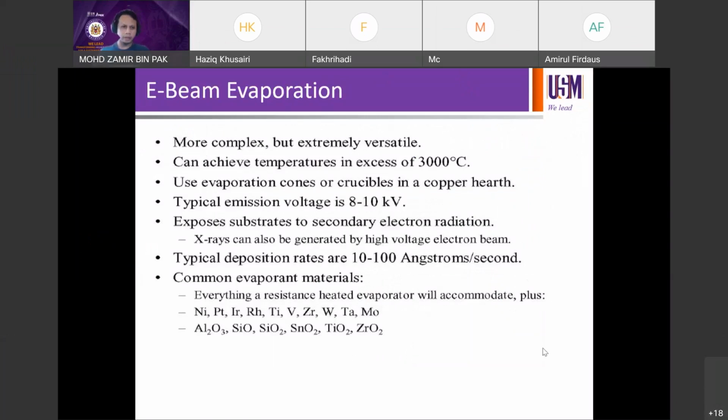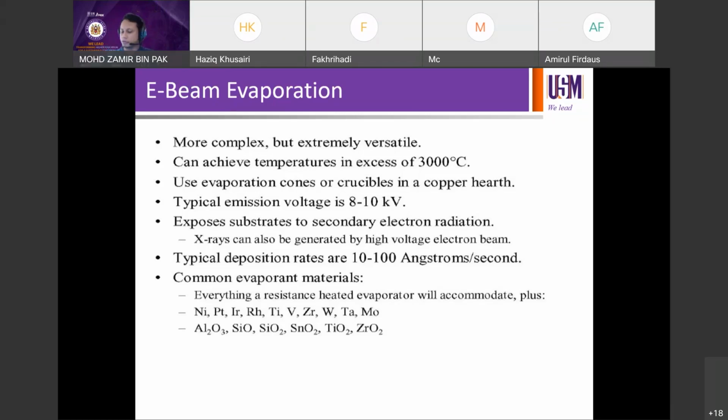All right, good. So electron beam evaporation is the second type of evaporation we discussed just now on thermal. So the main difference between thermal and electron beam is the source. The thermal uses current supply to initiate the evaporation process, while electron beam uses an electron beam at high energy to bombard the precursor material so that you can kickstart the evaporation process. So it's more complex, extremely versatile because it's capable of evaporating higher melting point materials.